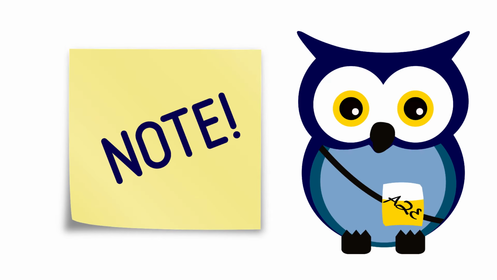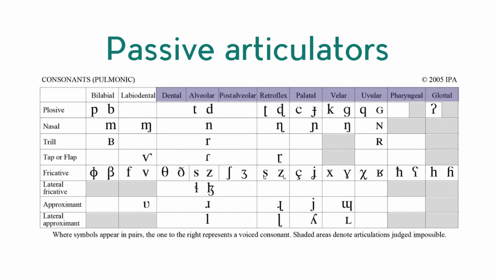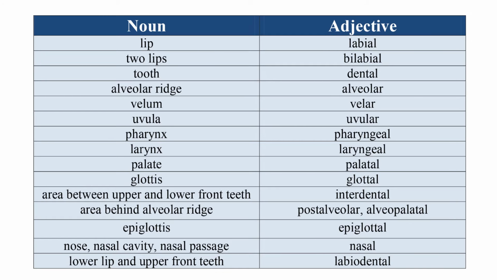Just to take a nice break, you see all these words on top, which look like adjectives. I have prepared a list of the different articulators and the adjective that goes with each. For example, if a sound is produced or articulated using the lip, it's labial. If it's two lips, bilabial. If it's tooth, it's dental, and so on and so forth.